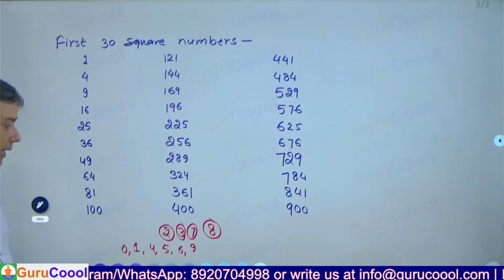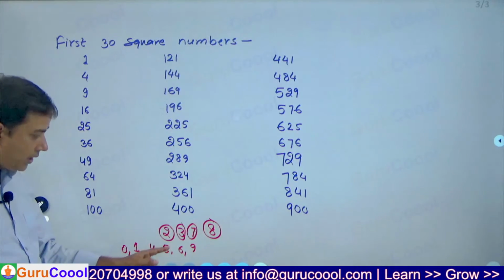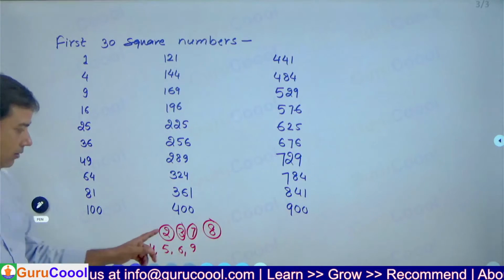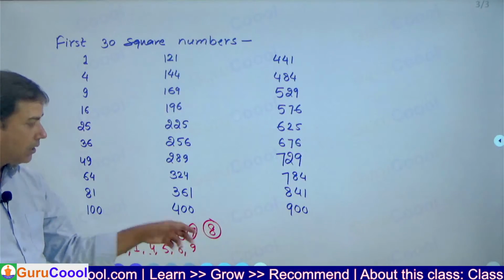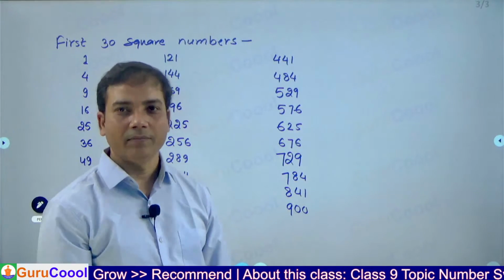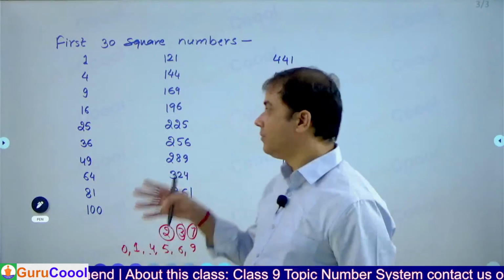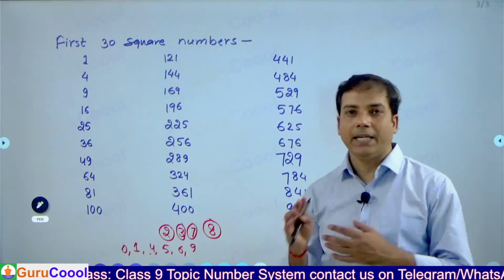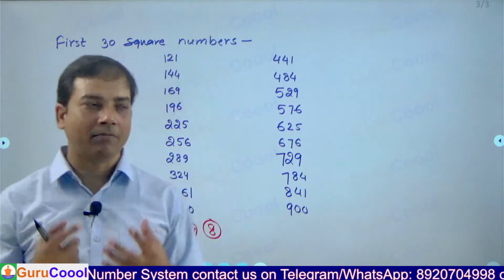Notice there are 10 digits: 0, 1, 2, 3, 4, 5, 6, 7, 8, 9. Out of which these 4 digits, 2, 3, 7, 8, never come at one's place. Oh, that's a great observation. Very interesting fact. You make the numbers a square and you never see 2, 3, 7, 8 at one's place. That's an amazing fact.